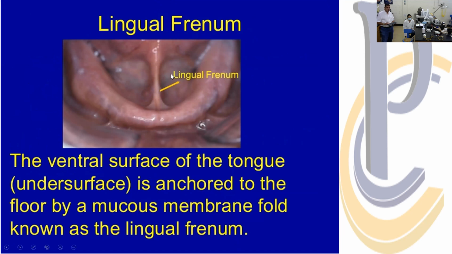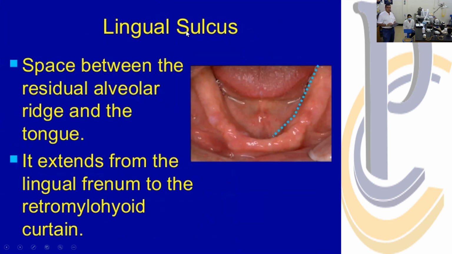This is the lingual frenum. Lingual is the tongue side. So this is the lingual frenum. Lingual sulcus is where the denture flange will be. The denture should not extend beyond that, because it will cut the floor of the mouth. The floor of the mouth is very soft.